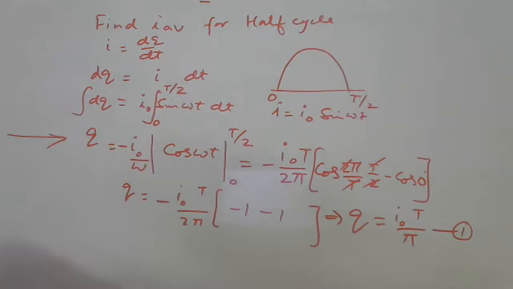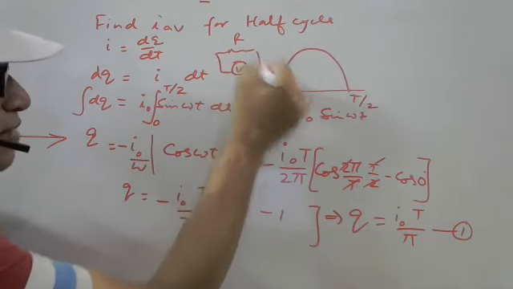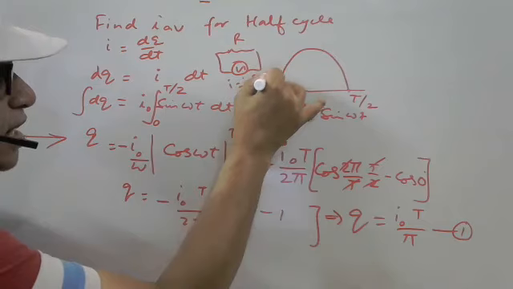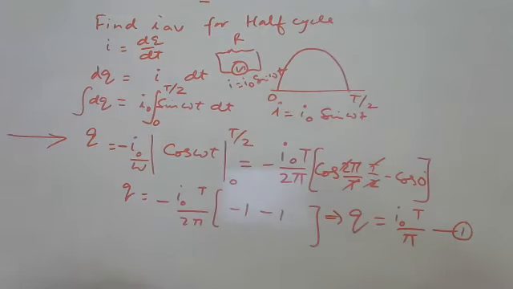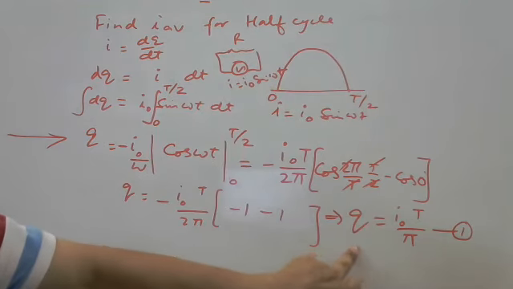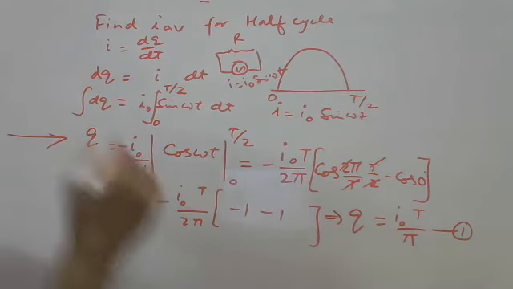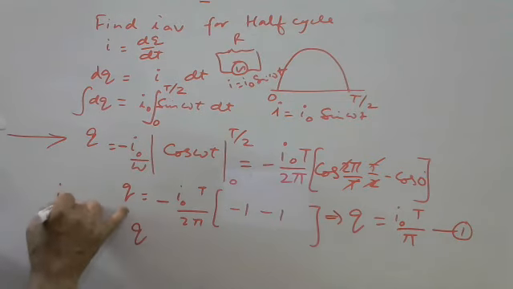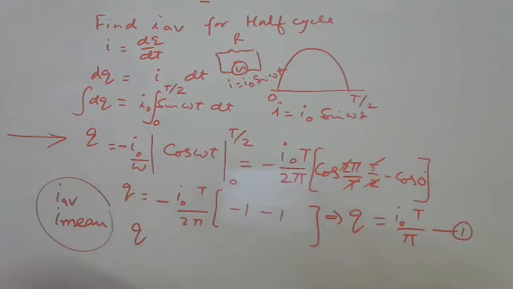Let us discuss. Suppose there is a resistance here and this AC source I equal to I naught sin omega t, and this is the current flowing. What is the charge flowing in half cycle? This is the expression of charge flown in the circuit in half cycle. Let's discuss the average value or mean value, both are the same thing.